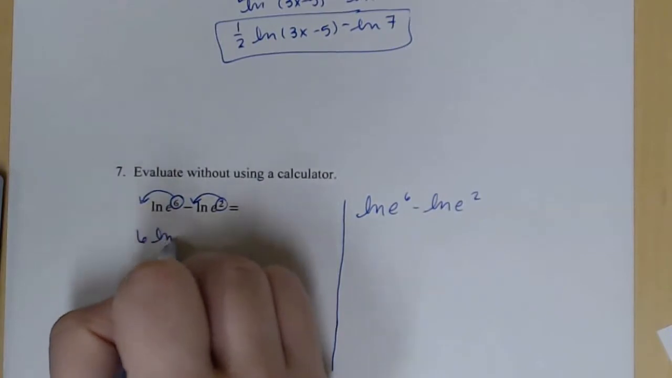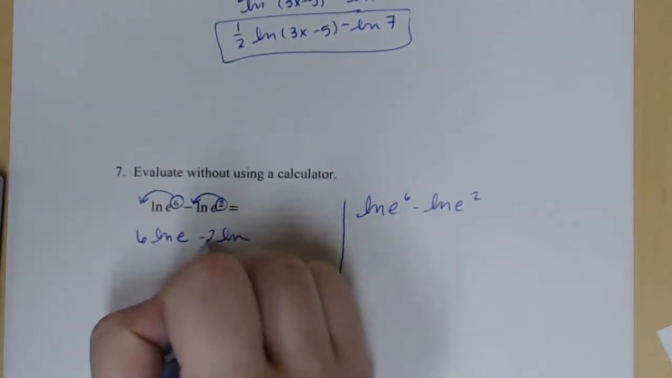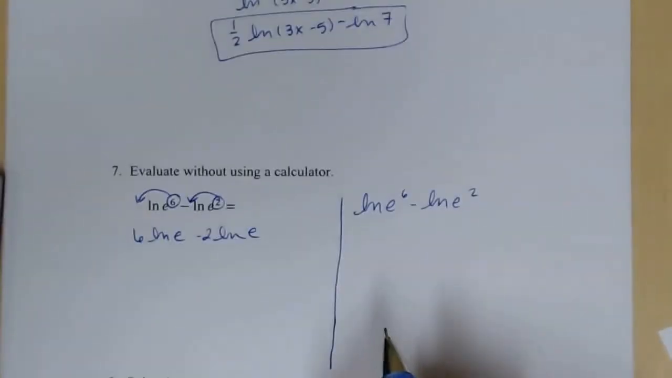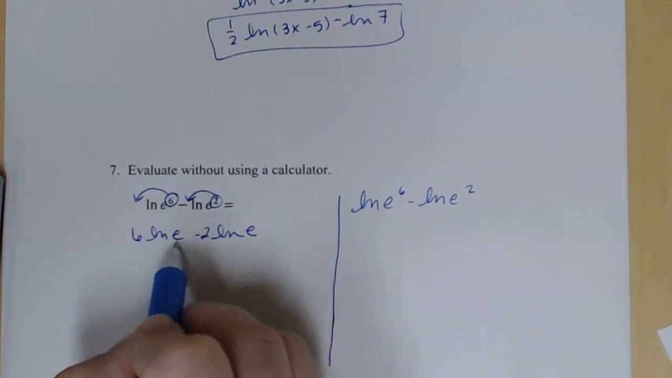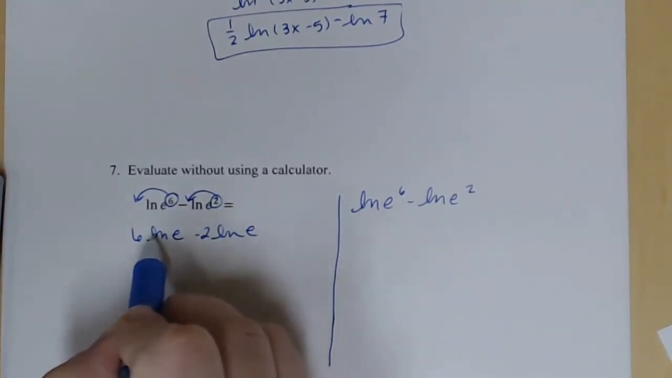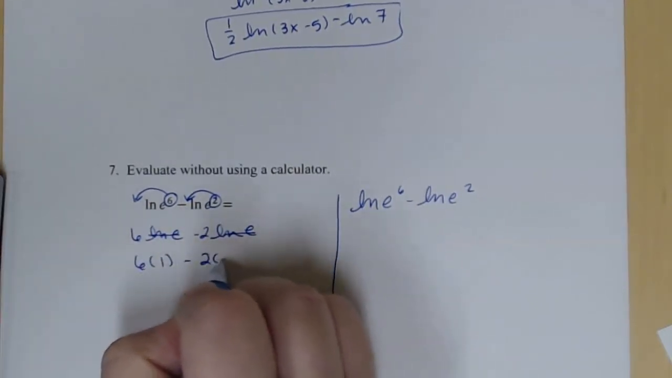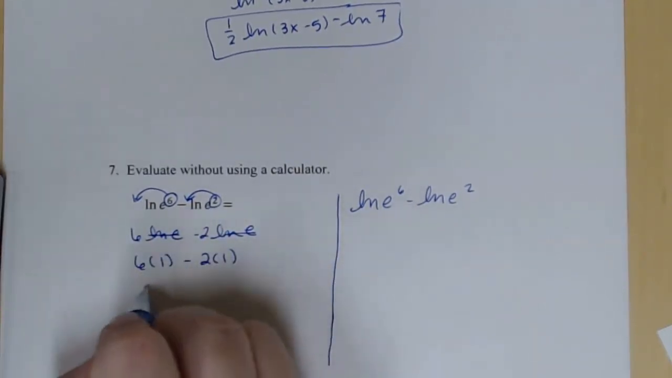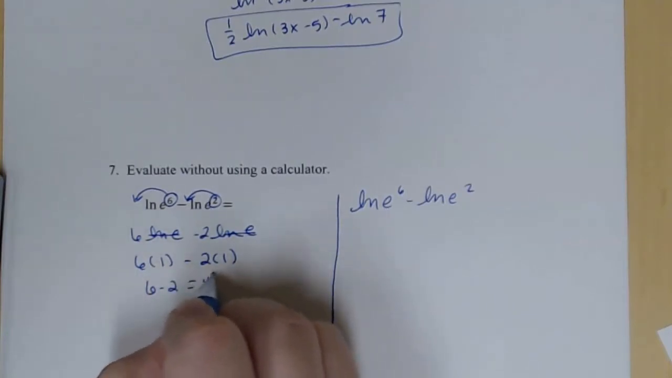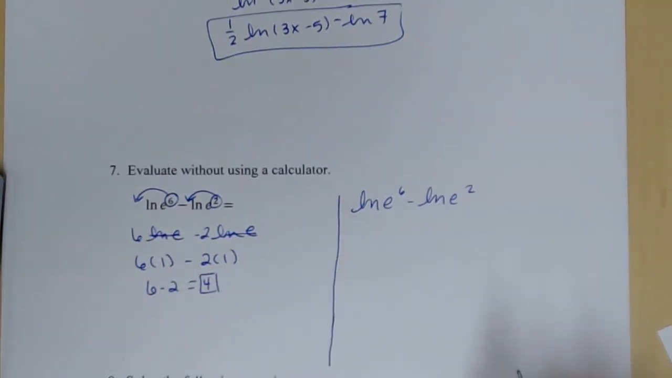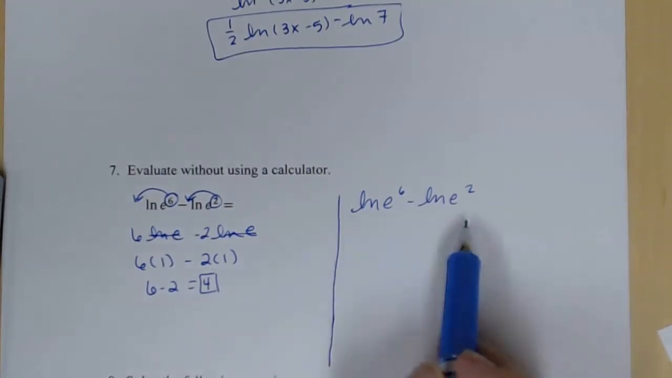So it gives me 6 ln e minus 2 ln e. Well, your inverse property says ln e. I talked about this. This looks like line. I could put a line through it. So that's like 6 times 1 minus 2 times 1. So 6 minus 2 gives me 4. Cool. No big deal. Let me show you with this one.